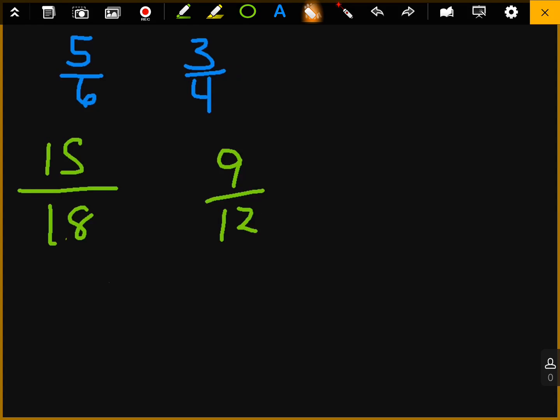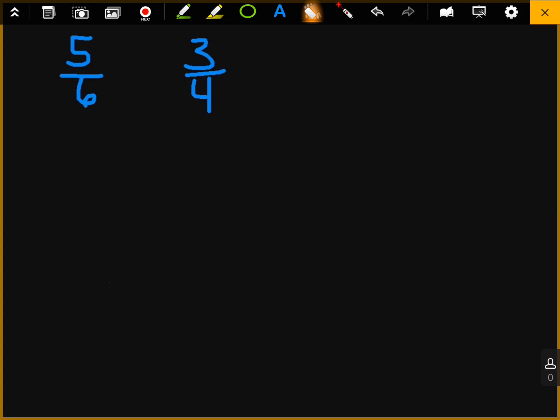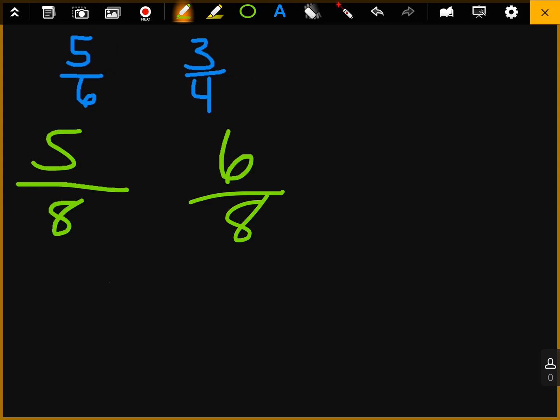D says 5 over 8 and 6 over 8. And this one you should know right away that cannot be true because even though the 6 changed to an 8, which makes no sense, the 5 stayed the same. Okay? They're not equivalent.